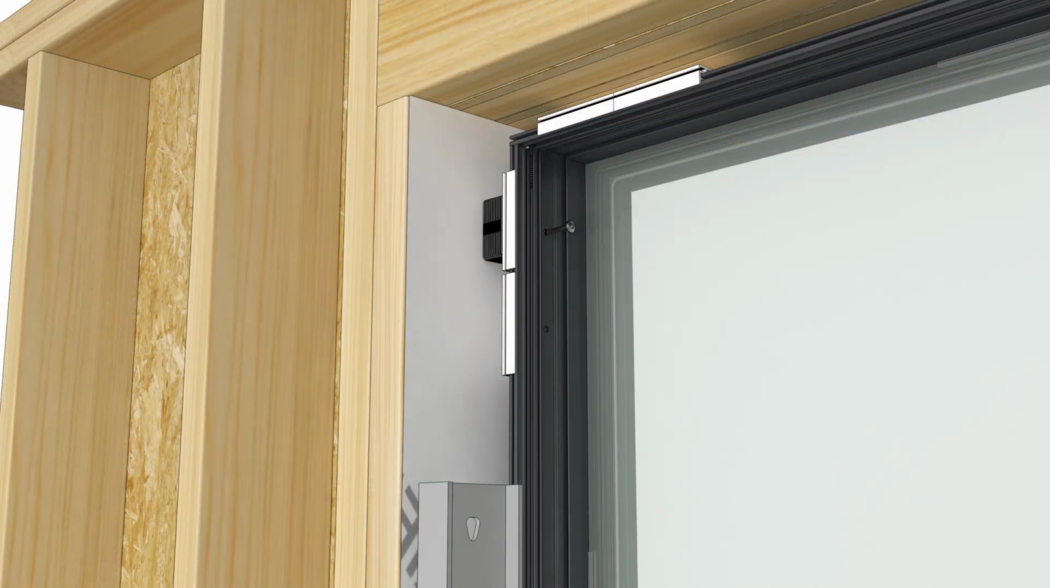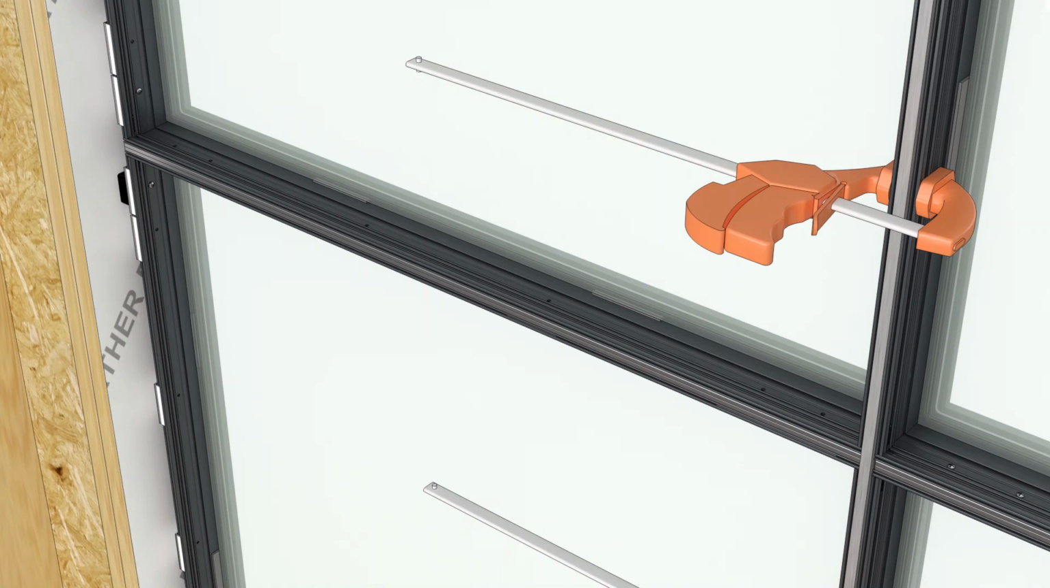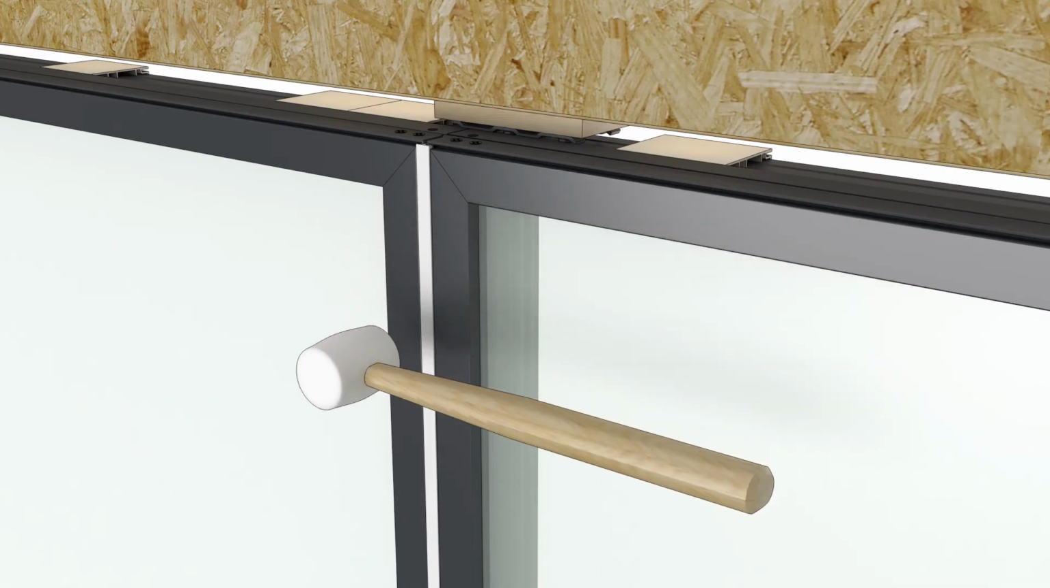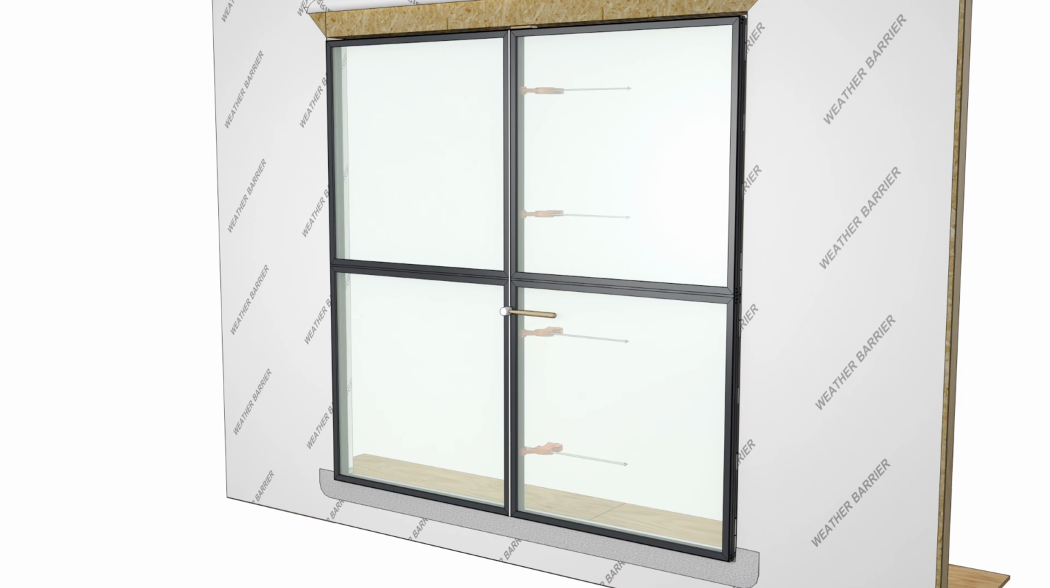Attach the frame to the rough opening jamb. Fasten the frame to the mull pin. Attach the mull caps and seat with a rubber mallet. It's a good idea to clean any sealant squeeze out at this time.